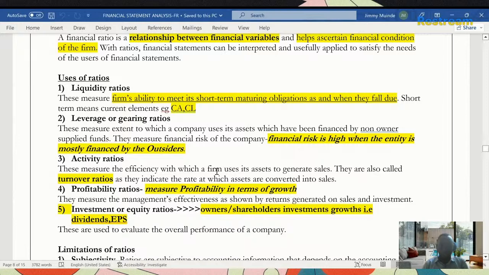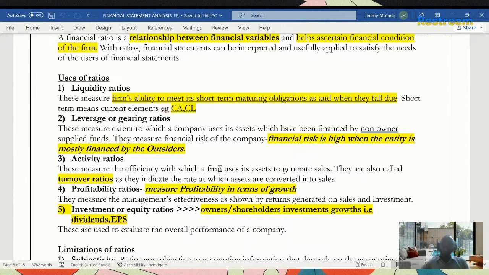When we talk about ratios, for the purpose of understanding, they are divided into five main categories. We have liquidity ratios, leverage or gearing ratios, activity ratios, profitability ratios, and investment, or what we refer to as equity ratios. So for a start, what are liquidity ratios? Let's look at the benefits first, what they are used for, then we'll classify them deeper, one after another. The liquidity ratio measures the firm's ability to meet its maturing obligations as and when they fall due.